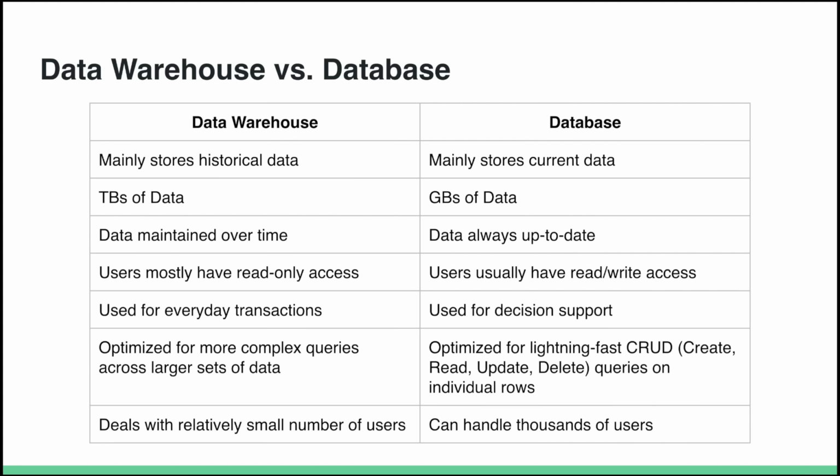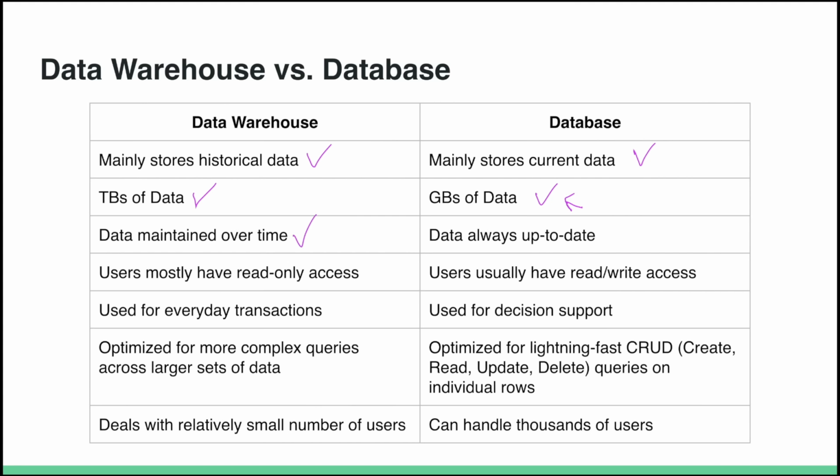Now, finally, to get to the main differences between a data warehouse and a database. With the data warehouse, we have mainly historical data. With the database, we have current data or data that's relevant to the day-to-day operations of a software system. With the data warehouse, we're typically dealing with terabytes of data. The database, we're dealing with gigabytes of data, although it could be larger, and we could have multiple database systems working together. This isn't as relevant as you think.